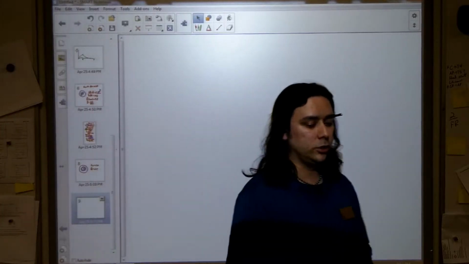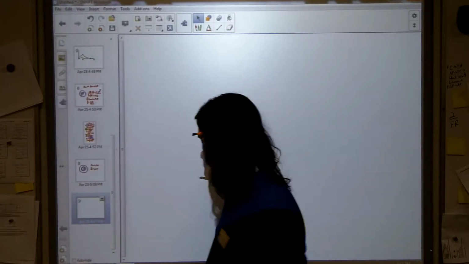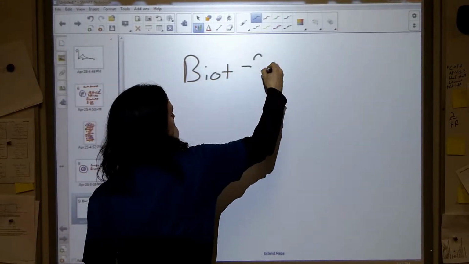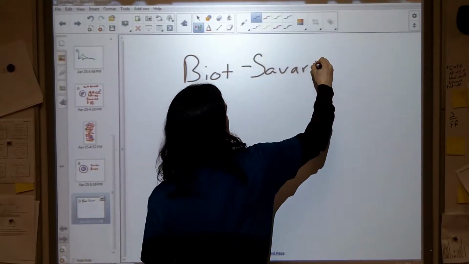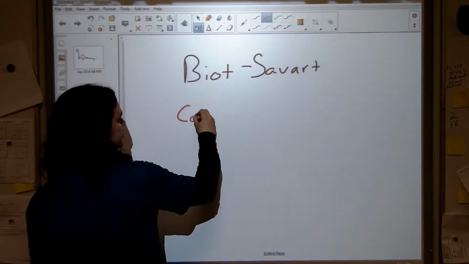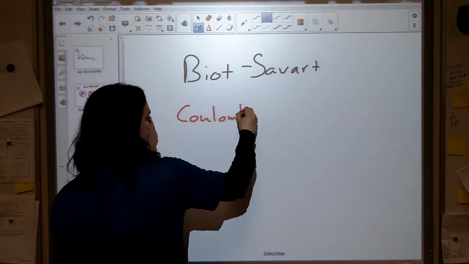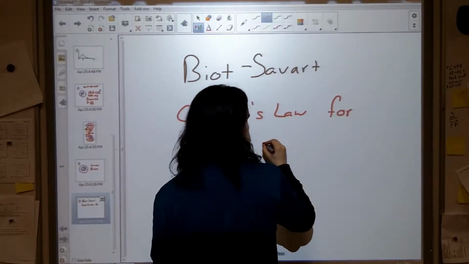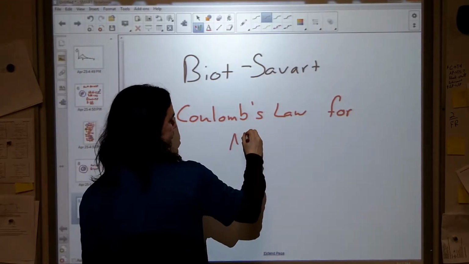Okay, so we're going to take a look at another part of magnetism. This one is called Biot Savart. And what it actually is, it's basically Coulomb's law for magnetism, for magnetic fields.